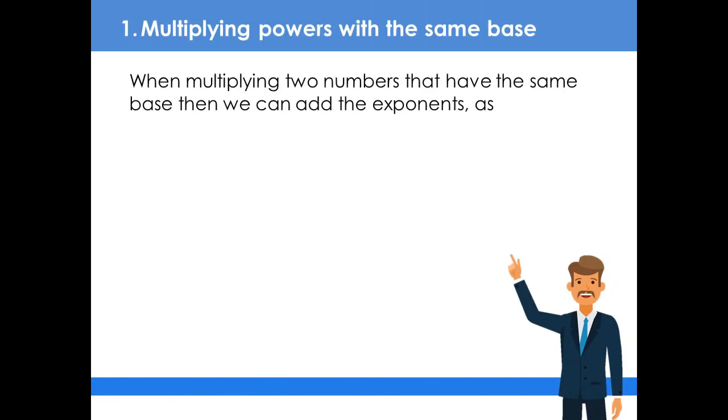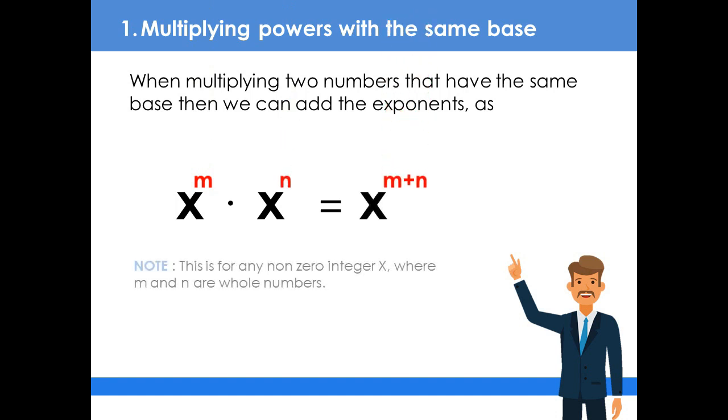Law 1. Multiplying powers with the same base. When multiplying two numbers that have the same base, then we can add the exponents as x raised to m into x raised to n equals x raised to m plus n.